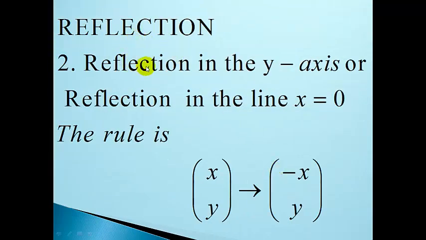Now we have reflection in the y-axis, or reflection in the line x equals 0. For reflection in the y-axis, the rule is (x, y) maps to (-x, y). That is, you negate the x coordinate, but the y coordinate remains the same.